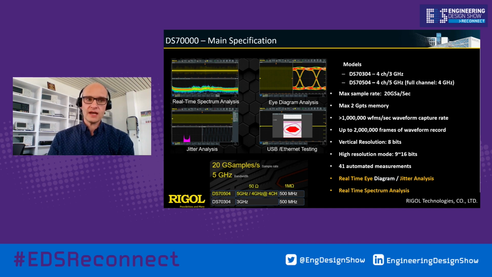Our oscilloscope is an 8-bit oscilloscope, but from a digital point of view, we have the possibility to increase it with a high resolution mode, where you can choose the resolution between 9 to 16-bit, depending on the bandwidth you select. For this oscilloscope, we are using the functionalities with the real-time eye diagram and the Jitter Analysis, as well as the implemented real-time spectrum analysis, which will also be part of this presentation.